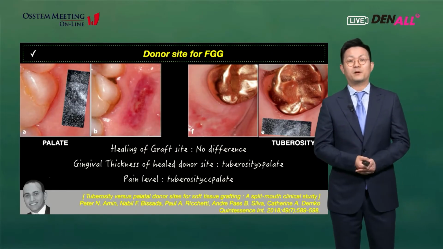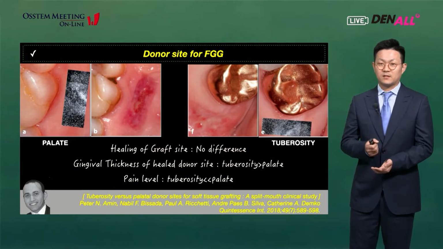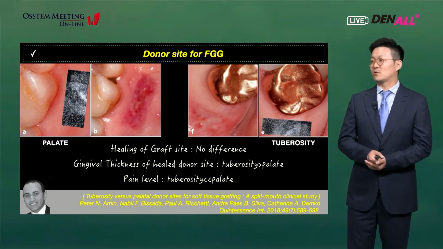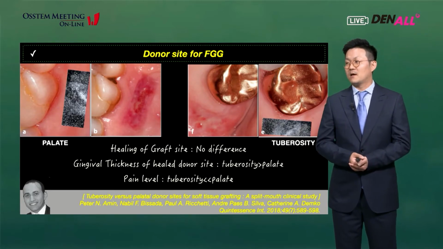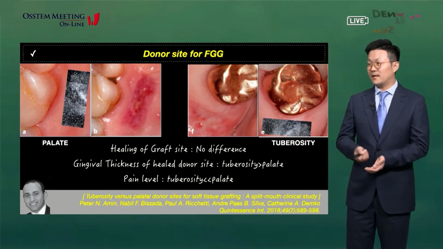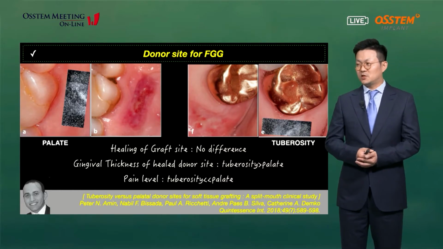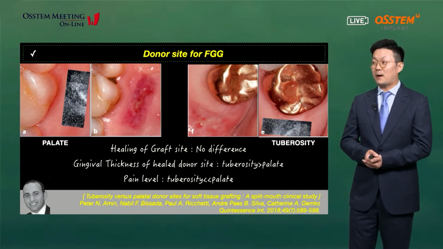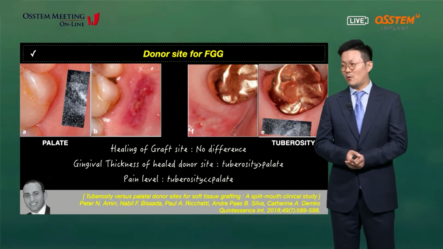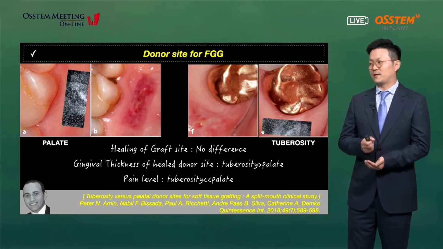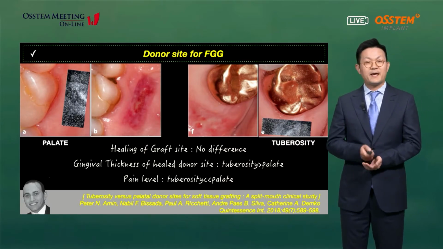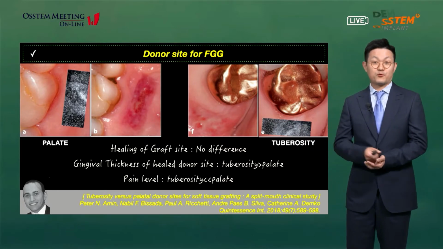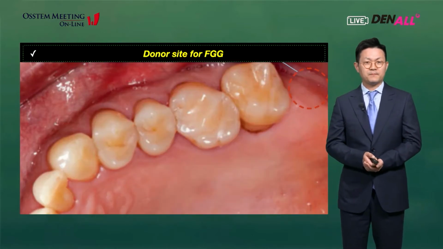Dr. Armin compared the palate and tuberosity as a donor site for free gingival graft, and the result was there's no difference in healing of the graft site. But after healing, the gingival thickness was thicker in the tuberosity than the palate, and the pain level was low in the tuberosity area. Then, the tuberosity is the most appropriate donor site for free gingival graft.